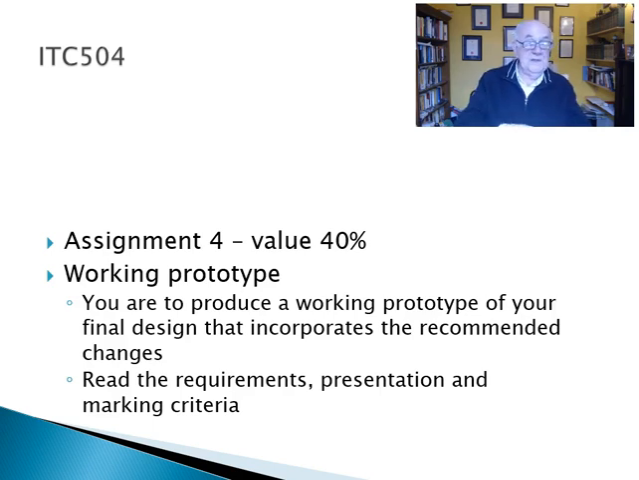Assignment 4 is your major assignment. 40% of your marks come from here. What you do is produce a final working prototype, and we'll talk to that. That prototype is going to include all of the recommended changes. So the design principle changes and the usability evaluation changes have to be incorporated into here. And you're going to have to talk about, in the documentation that accompanies this design, where you put it in, how you did it, why you did it that way, and so on. Again, we'll talk to that as we get closer to that particular design. But again, make sure you read the requirements, the presentation, and the criteria for it.